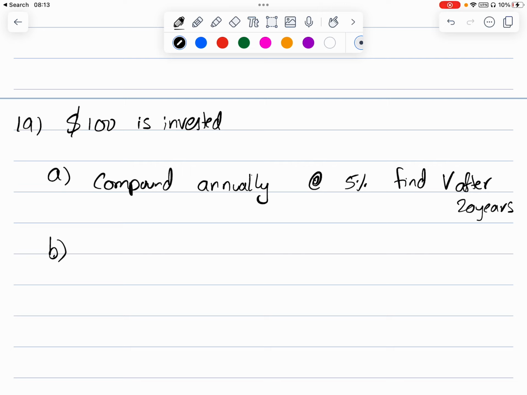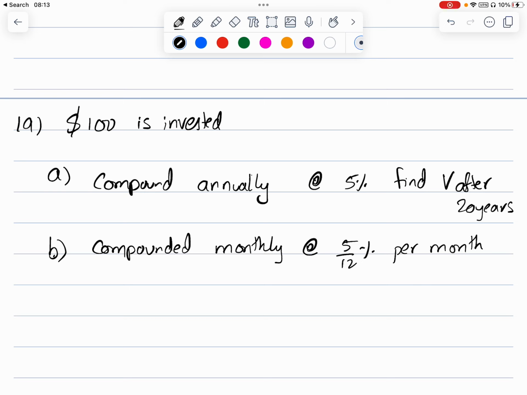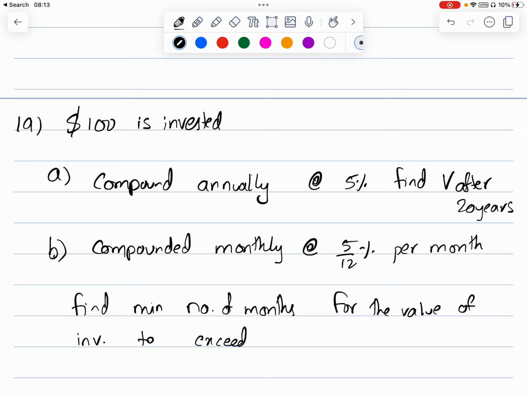And in the second part, if it is compounded monthly at the rate of 5 upon 12% per month, 0.4167% per month. Then what is he asking? Find the minimum number of months for the value of investment to exceed V. V was the value from compounded annually.